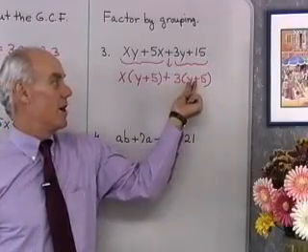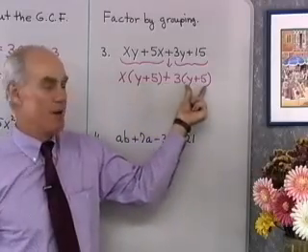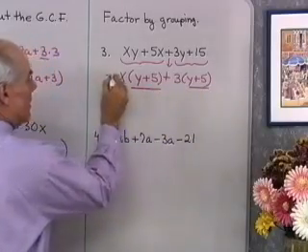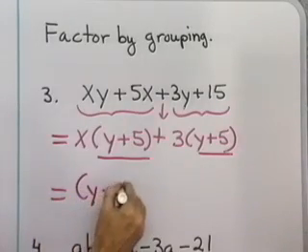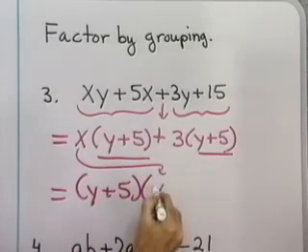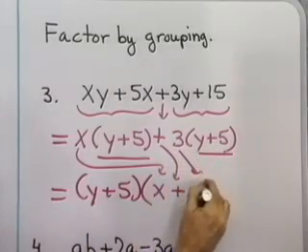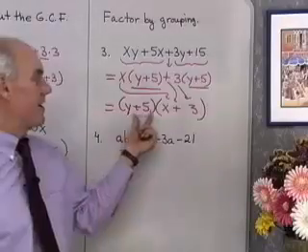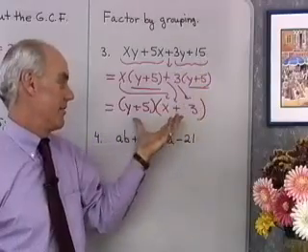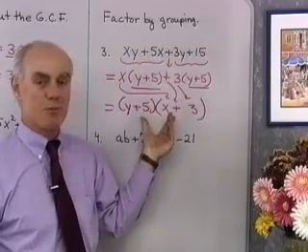and write down what's left when I factor 3 from each of these terms. When I factor 3 from 3y, what's left is y. Factor 3 from 15, what's left is 5. Now I see I have a y plus 5 and a y plus 5 common to this term and this term. So I'm going to take that common factor and write it outside, and then write down what's left when I factor y plus 5 from this term. What's left is x, plus when I factor y plus 5 from this term, what's left is 3. So y plus 5 times x plus 3 should give me xy plus 5x plus 3y plus 15. And if you multiply this out, you'll see you, in fact, get that. What this is good for is changing addition into multiplication.